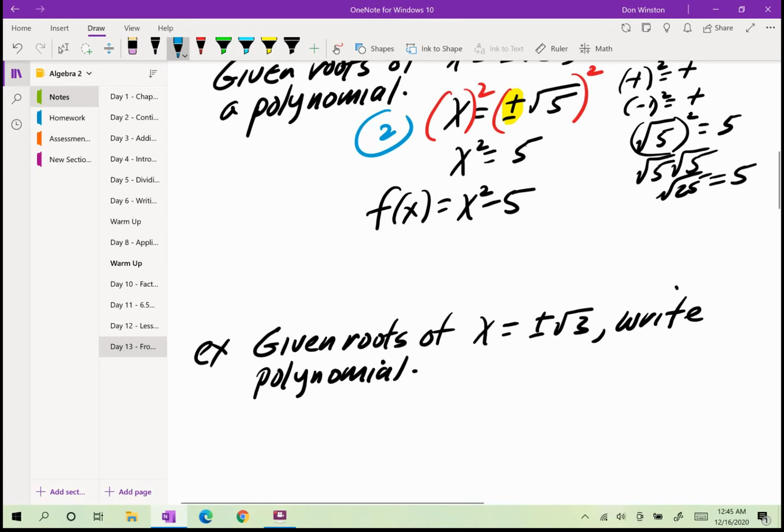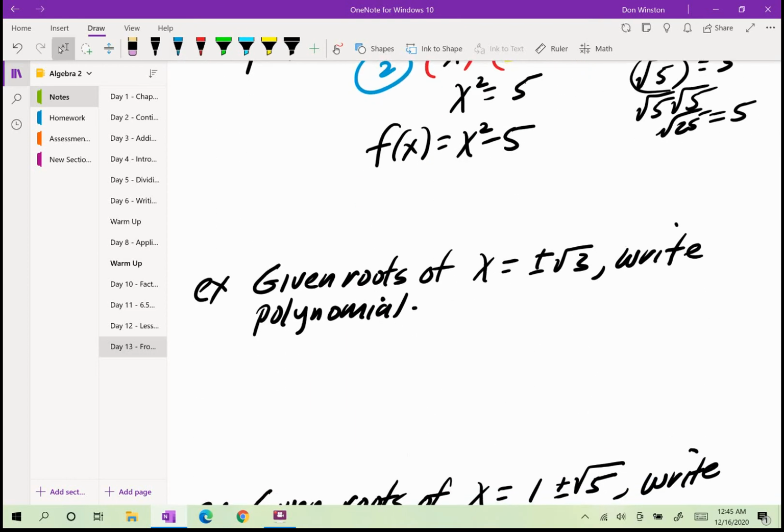All right, so let's take a look at the next one here. Given roots of x is equal to plus or minus root 3, let's write a polynomial. So again, I have x is equal to plus or minus root 3. I'll square both sides.